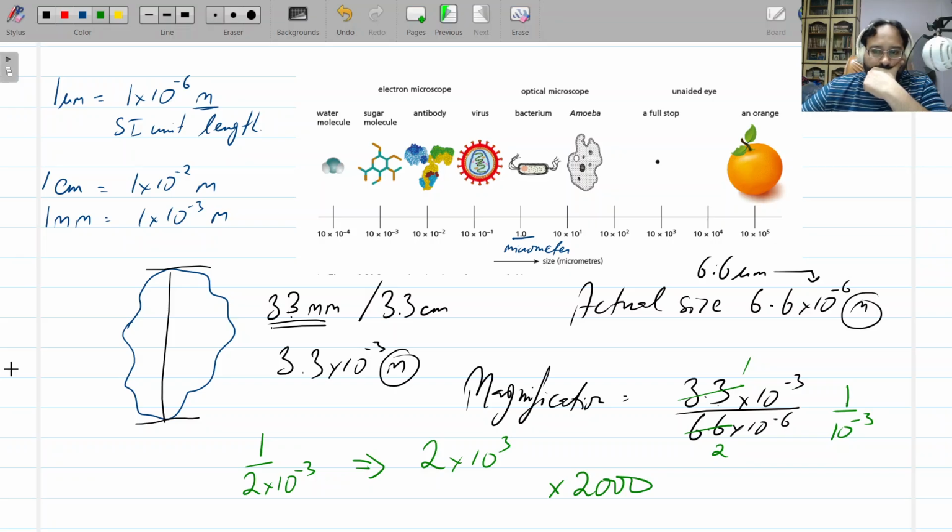Half multiplied by 10 to the minus 3 is 0.0005. Wait, let me check as well. 1 divided by 2 into 10 to the power minus 3. Oh, sorry, it's 500. I was trying to do this mentally and did it very wrong. So it's times 500, not times 2000. And so that is your magnification.